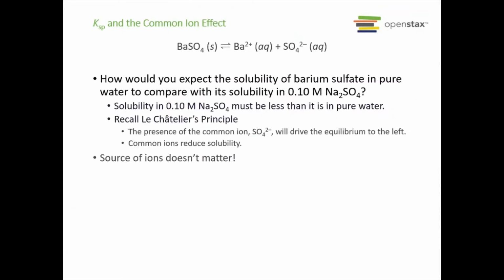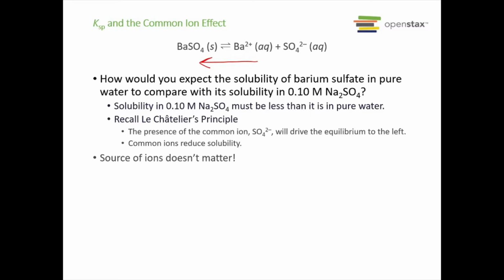All right, so what would you think would happen if we had some barium sulfate in pure water and then we instead put it into 0.10 molar sodium sulfate? So thinking of what we were just talking about, we just added more sulfate ion. So that should then make it precipitate out more because we're adding more of one of those products.